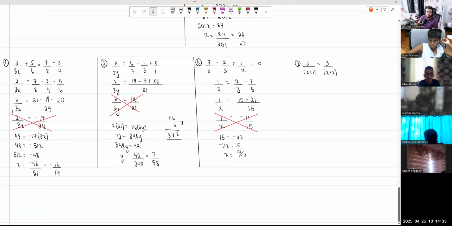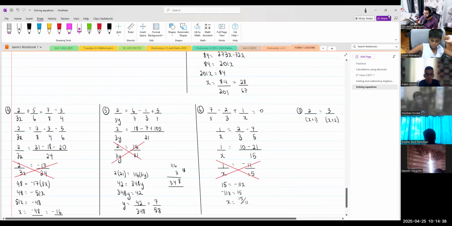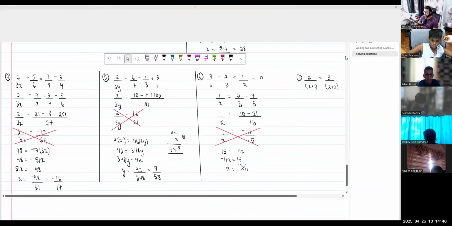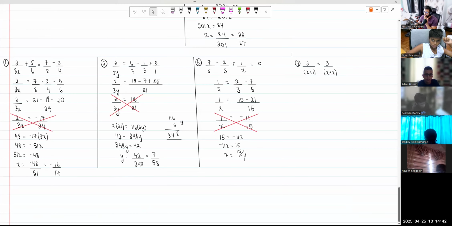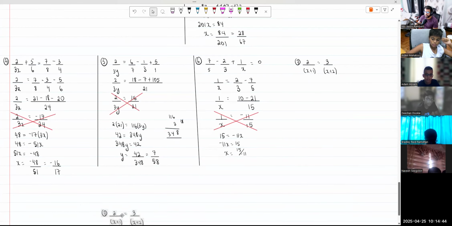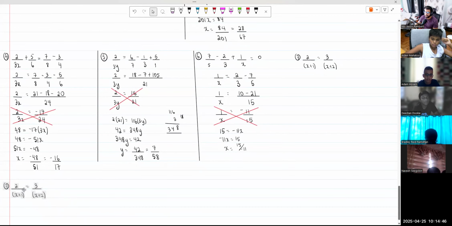All you cool with that so far? Everybody good? All right, and the last one, we need some space to do the last one. So let me bring the last one down here.